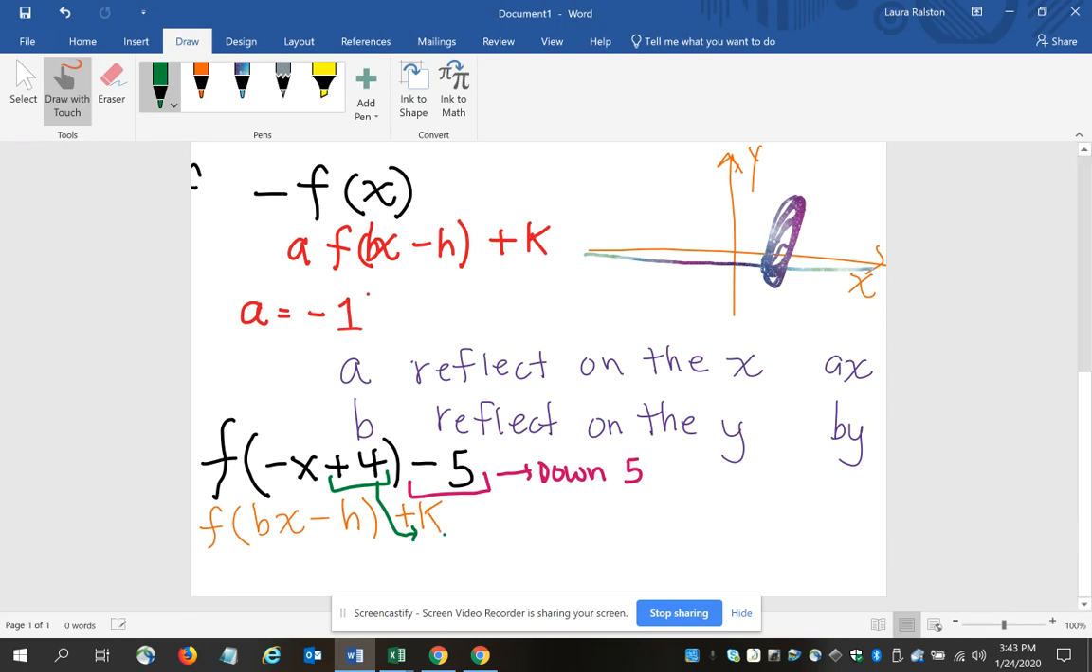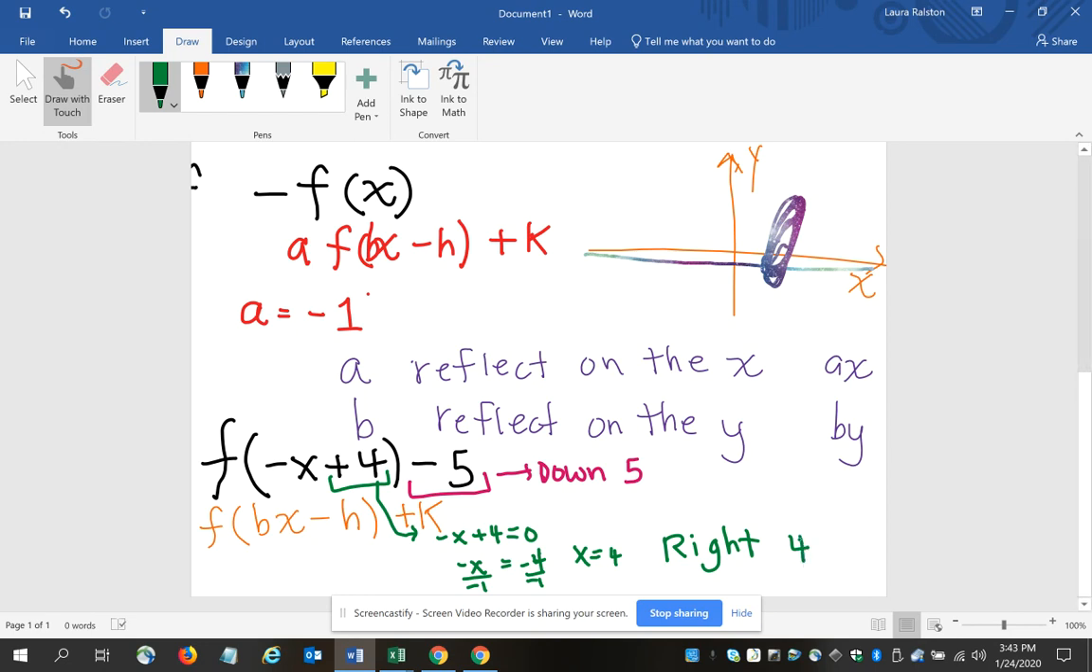And again, so that I don't make a mistake about going left or right, I take that expression, -x plus 4, set it equal to 0, and I solve for x. So I'm going to have -x equals -4. Divide both sides by -1, and x is going to give me +4. Since it's a +4, that tells me I'm going to go right 4 units.